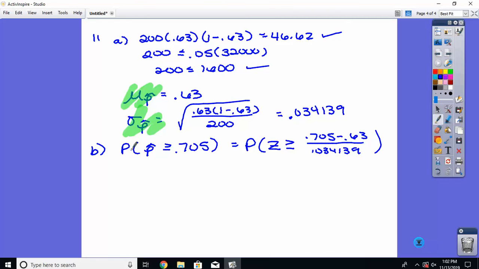So plug that in, and you get the probability that Z is greater than or equal to 2.196, so 2.20. Greater than means 1 minus. Go to your table. When Z is 2.2, what do you get? 0.9... And that should give us 0.013.